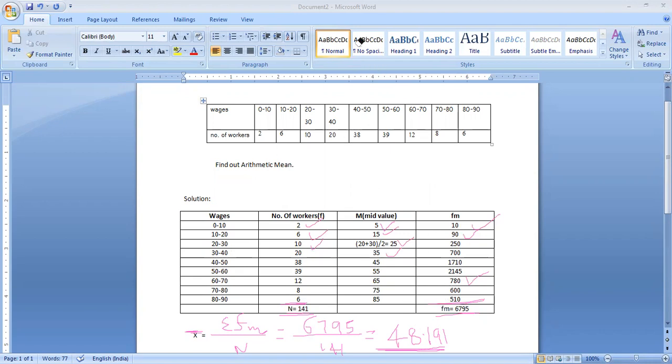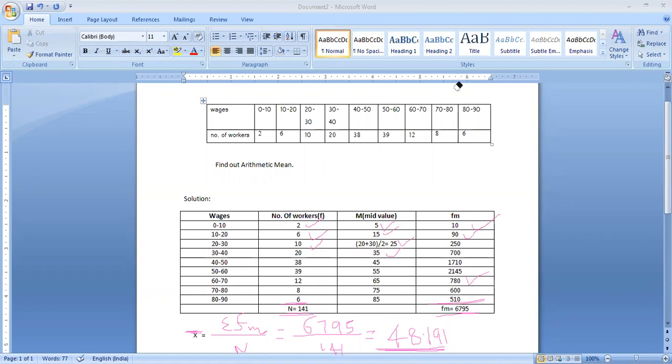Now coming to the problem. The arithmetic mean is denoted by x bar. X bar is equal to sigma fm by n. Sigma fm we have found out, it is 6795. N is the number of workers, that is the total frequency given in the problem itself, which is 141. So 6795 by 141 is equal to 48.191.